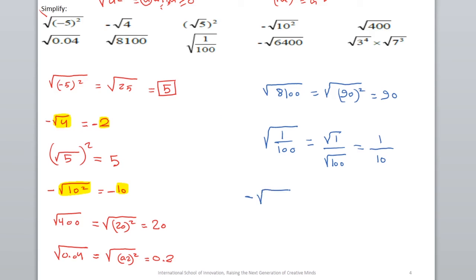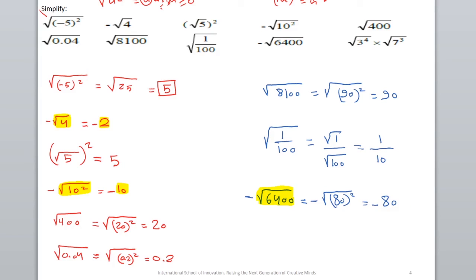Negative radical 6400. What does it equal? It's equal to negative. Keep the negative outside, as we did here. Radical 6400. 64 is 8 times 8, so it's radical 80 squared, because 80 times 80 is 6400. So it's negative 80.